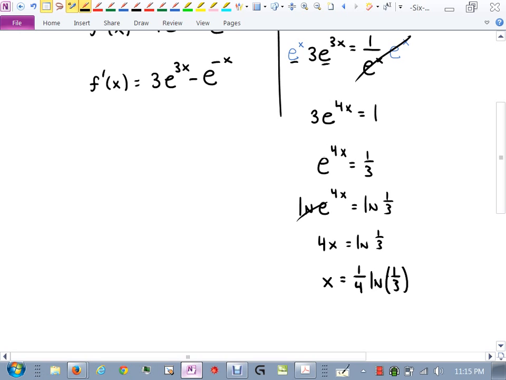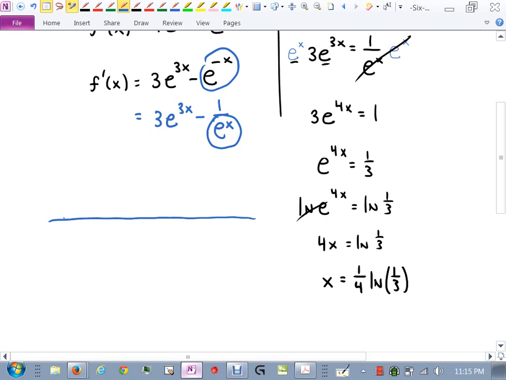Now, was my derivative ever undefined? If I go back up here, take a look. The only thing I really have to worry about was this 1 over e to the x right there, this piece. But remember, this e to the x can never be 0, so I don't have to worry about division by 0. So this thing is always defined. I'm happy. So now what I'll do is I'll just draw a number line.